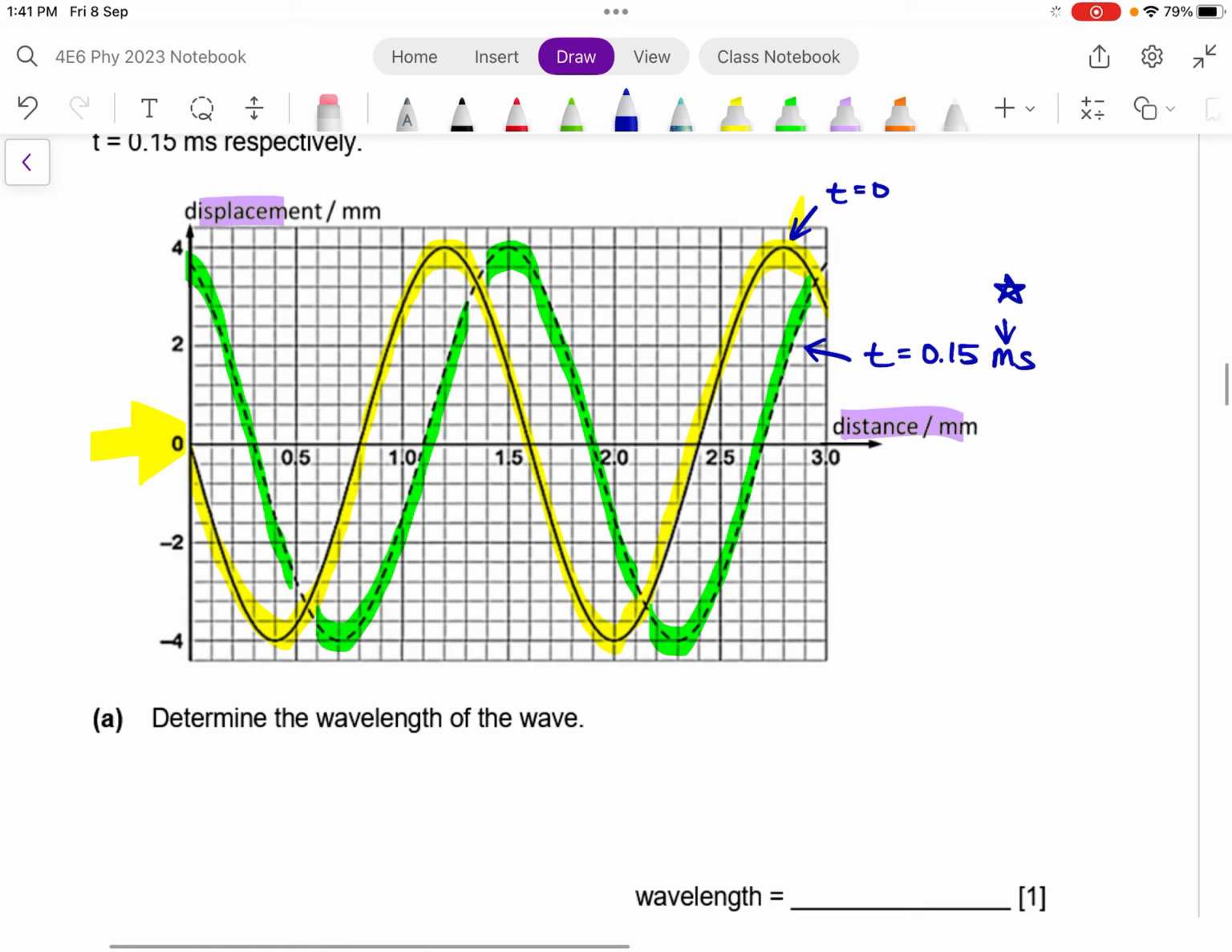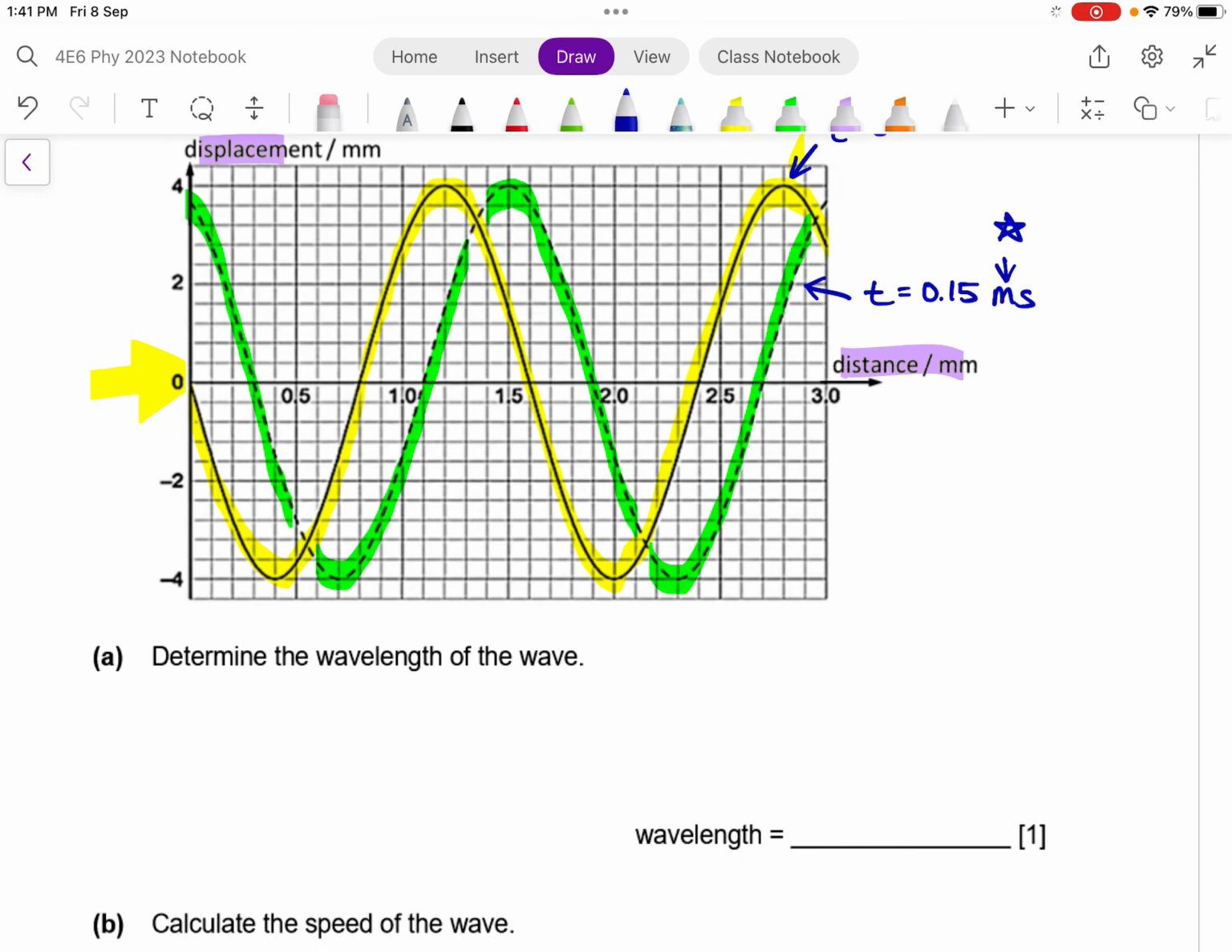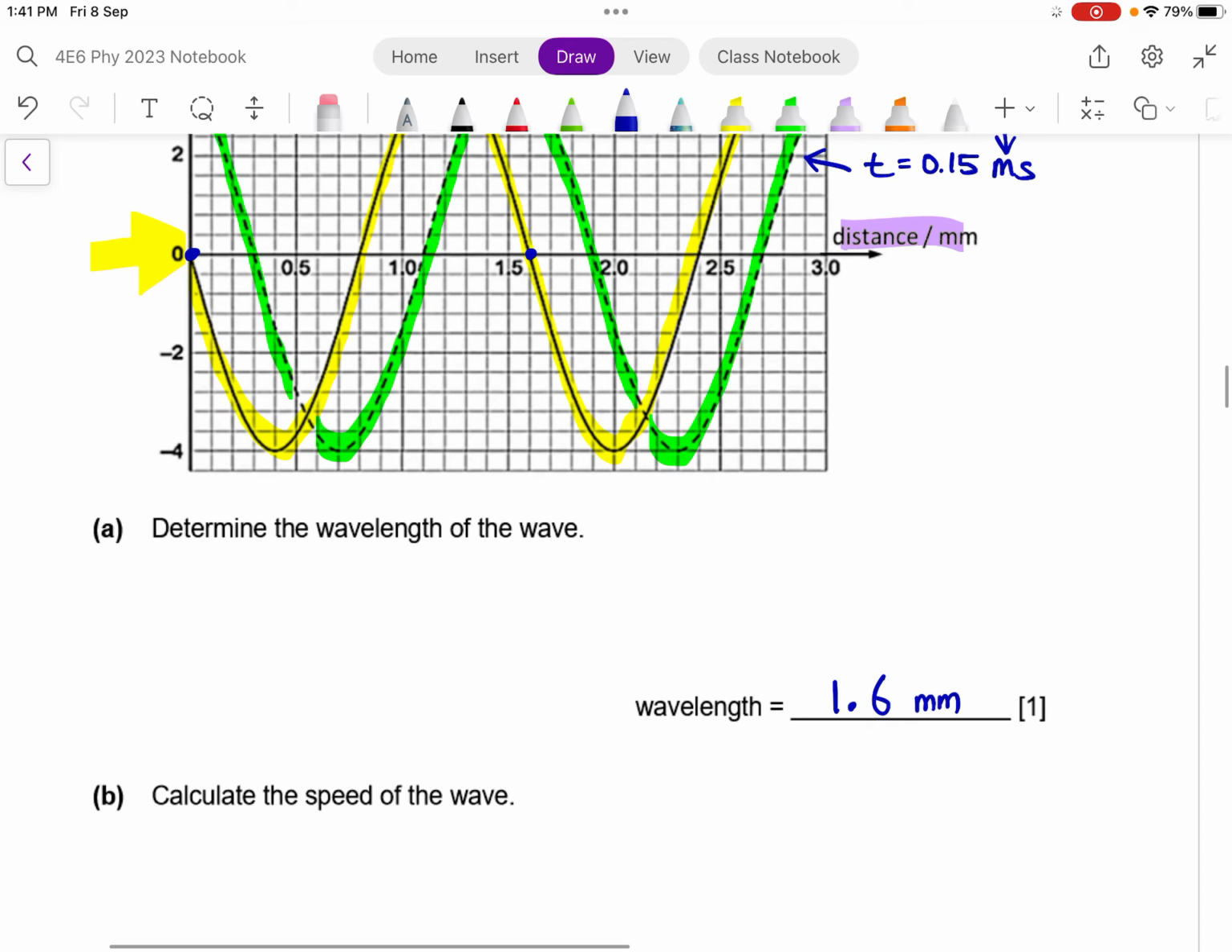The first question is basically a giveaway. A wavelength is just from here, then it goes down, goes up and ends up here. So if you read carefully, you'll be able to get the wavelength as 1.6 millimeter. Part B is the one where I want to check whether you understand how the graph comes about and whether you can appreciate what the speed of wave is.